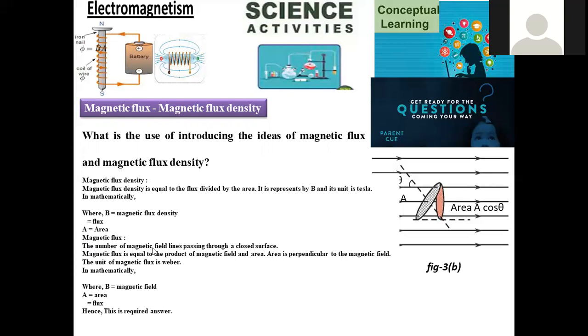Magnetic flux is the number of magnetic field lines moving through the closed surface, otherwise the area of cross section. Magnetic flux is equal to the product of the magnetic field and area. Magnetic field is denoted with B, and when it is multiplied with the area of cross section, B into A is equal to phi, because magnetic flux is phi. Phi is equal to B into A. Here the unit is Weber. So this is the general difference between these two, and what kind of applications we will find for these two parameters we will discuss in the next session.